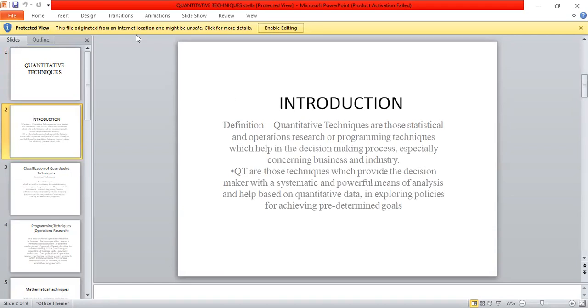Quantitative techniques are those statistical and operations research or programming techniques which help in decision-making process, especially concerning business and industry. Quantitative techniques are those techniques which provide the decision maker with a systematic and powerful means of analysis, based on quantitative data, in exploring policies for achieving predetermined goals. Yes, quantitative techniques are also called decision making. Yes, let's move.